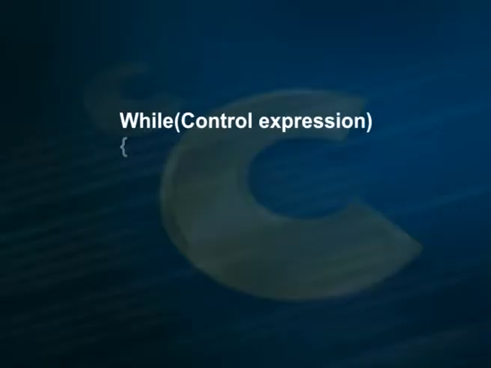Iteration statements. C has three kinds of iteration statements. First one is the while statement. While statement is of the form while (control expression) { statements }. The statements inside the braces run repeatedly until the control expression evaluates to 0, otherwise it may not run at all.